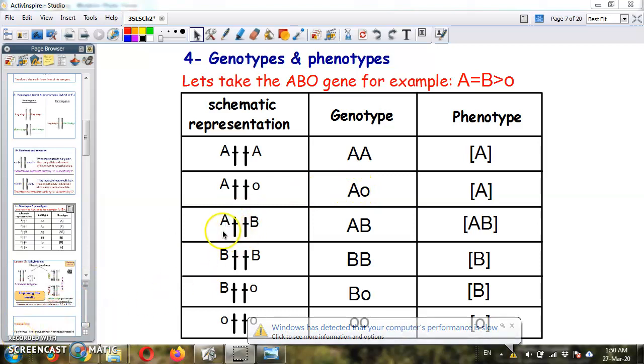Also for capital A and capital B, which are codominant, their genotype will be capital A, capital B, and the phenotype will express both characteristics of capital A and capital B and will be capital A, capital B between brackets. Okay.